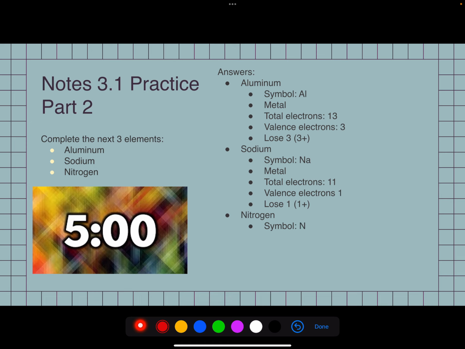Its symbol is N. It's a non-metal. Its total electrons is 7. Its valence electrons is 5. So if it's 5, 6, or 7, these guys are going to want to gain electrons. So it's going to gain 3 electrons and have a 3 minus charge.